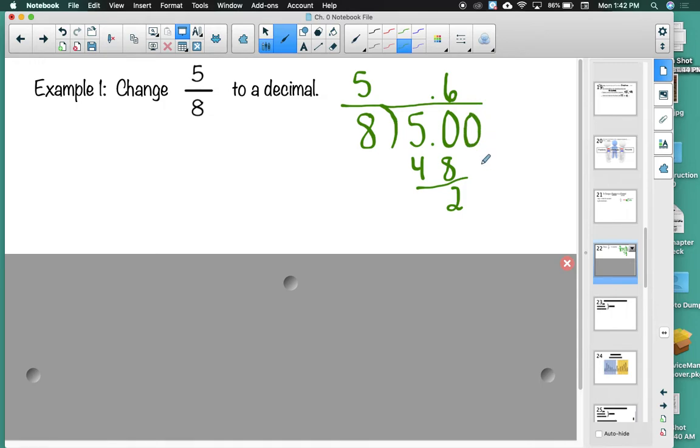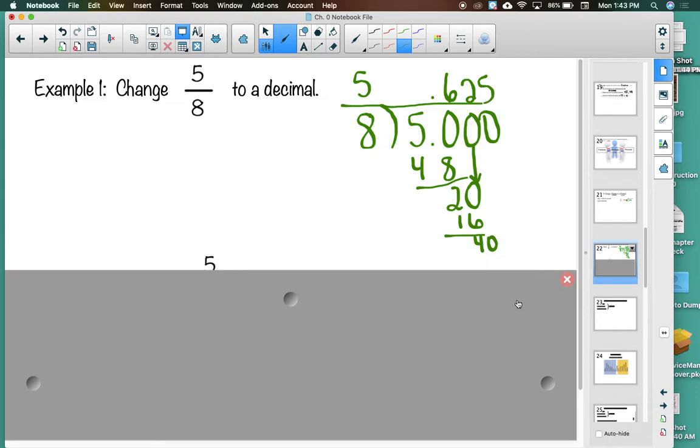Bring down another 0. 8 goes into 20 twice. 2 times 8 is 16. And when I subtract, I get a 4. Bring down one more 0. 8 goes into 40 5 times. 8 times 5 is 40. And I'm finished. So 5/8 as a decimal is 625 thousandths. Okay? Pretty easy. Just keep dividing until you use all of those zeros.